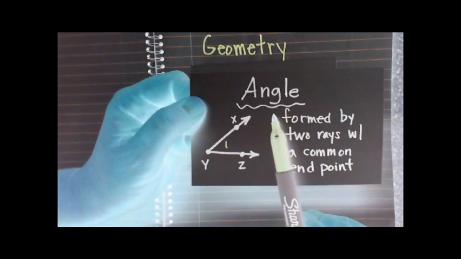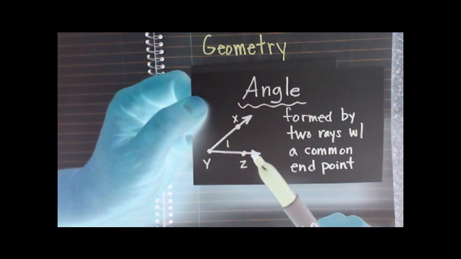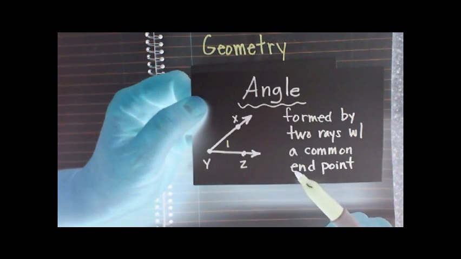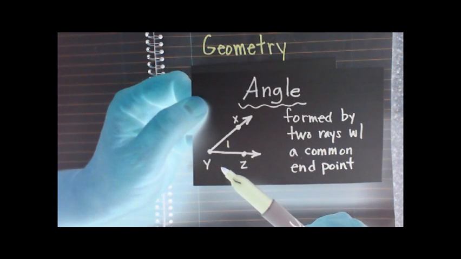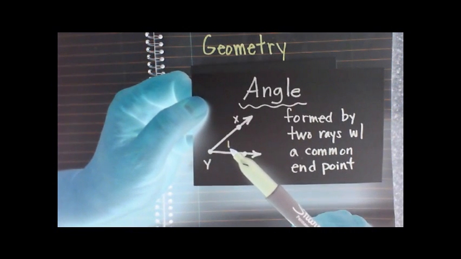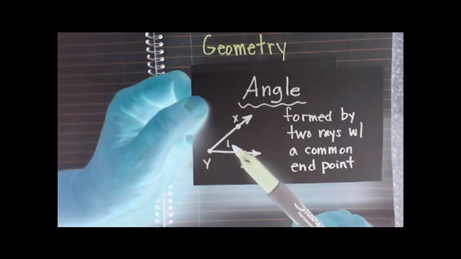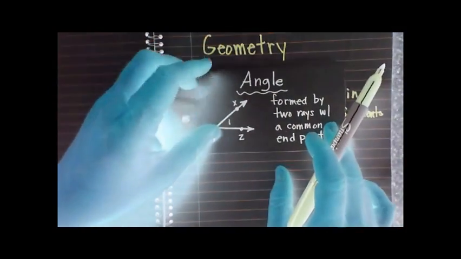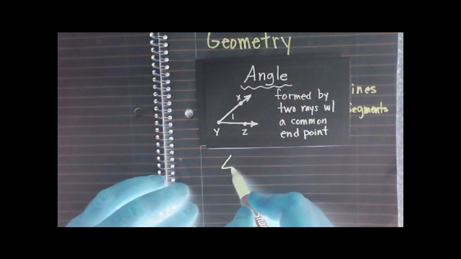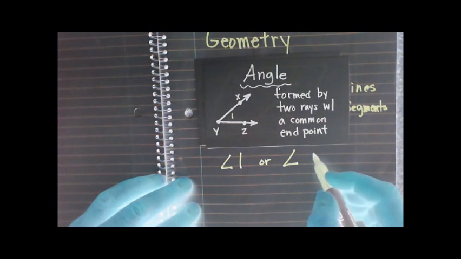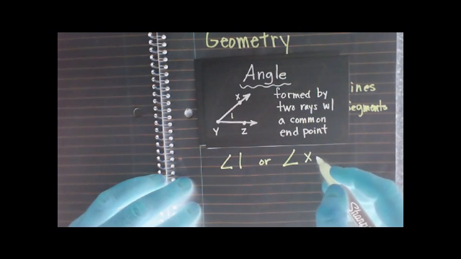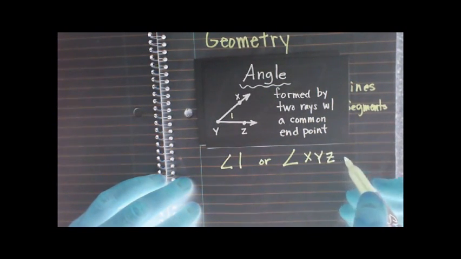The next basic geometry figure is the angle, which is formed by 2 rays with a common endpoint. So we have ray YX and ray YZ. The common endpoint would be Y. Sometimes the angle can be designated by the angle inside, and we would call this angle 1. Let me write this down. We could call this either angle 1, or we could call this angle XYZ.